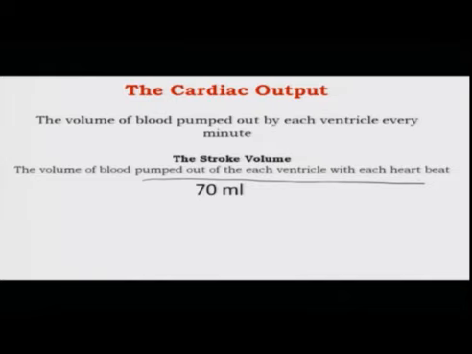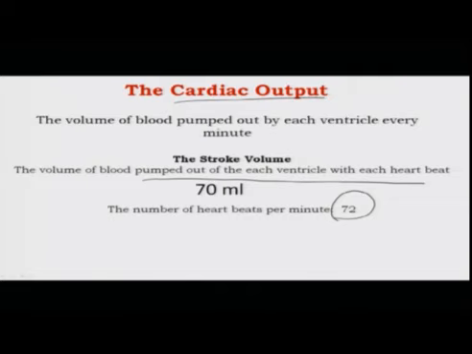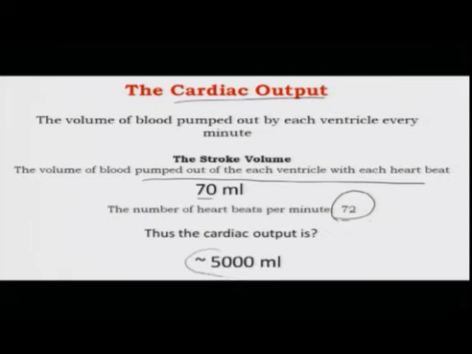Now, after this, how do we actually come to know the cardiac output? We have to know the number of heartbeats in a minute, which I already told you before. The number of heartbeats is about 72. Now, you should be able to tell me how we can get to the cardiac output. The way we get to the cardiac output is by multiplying these two values, which will give us the cardiac output as nearly 5 liters or 5000 ml.